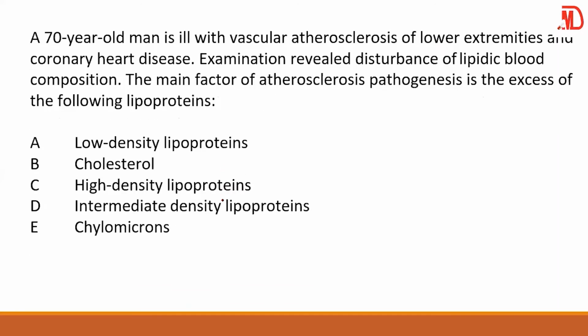We have discussed this over and over. So please try and refer to the notes or the videos. It will help you. Look at this. A 70-year-old man with vascular atherosclerosis of the lower extremities and coronary heart disease. Examination reveals lipidic blood composition. What is the main factor for atherosclerosis?